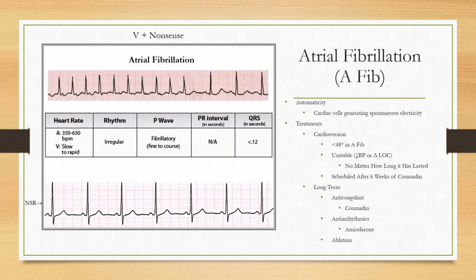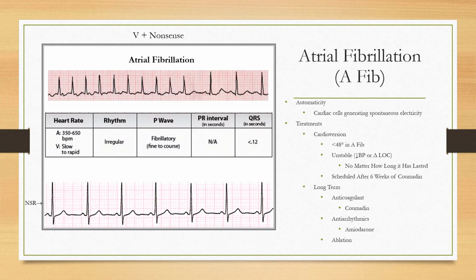The reason it's less than 48 hours is if someone's been in atrial fibrillation for longer than 48 hours, there's a risk that they have some clotted blood in their atrium. And if we convert them to normal sinus rhythm, it could throw off that clot and cause a stroke. Okay.